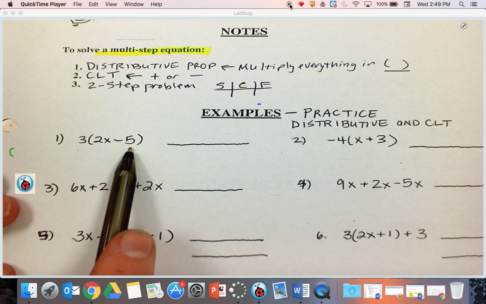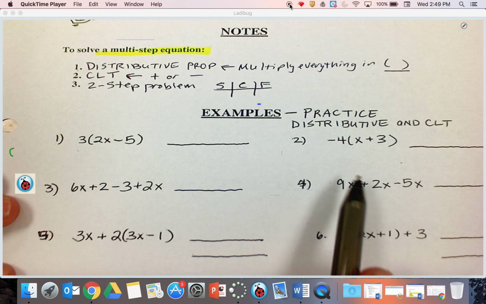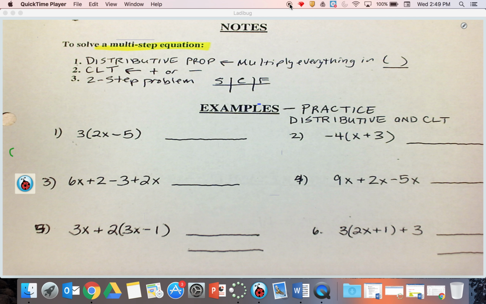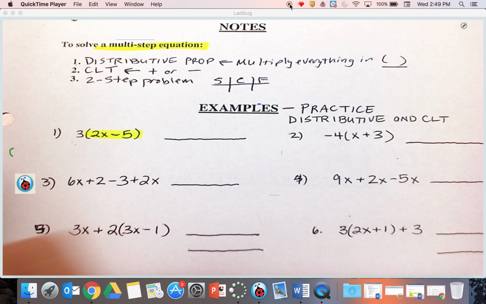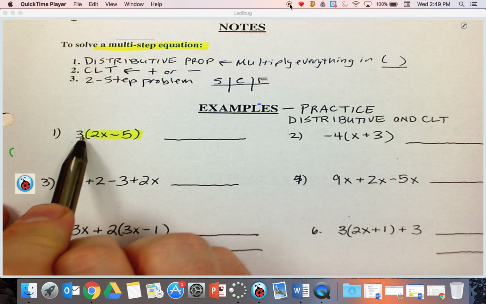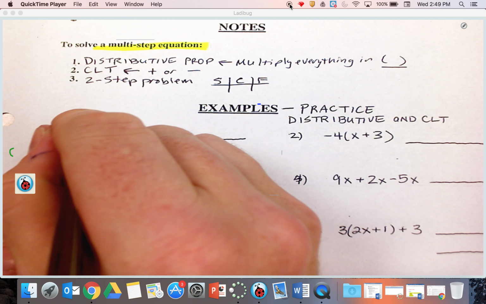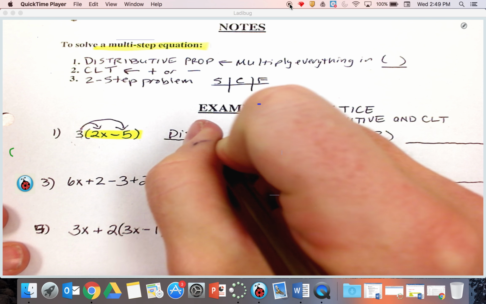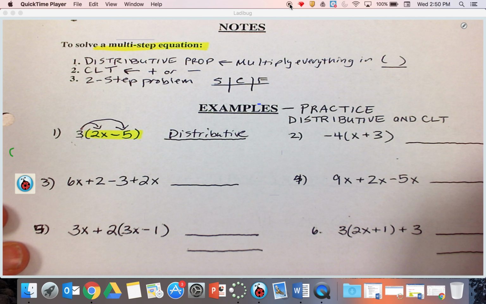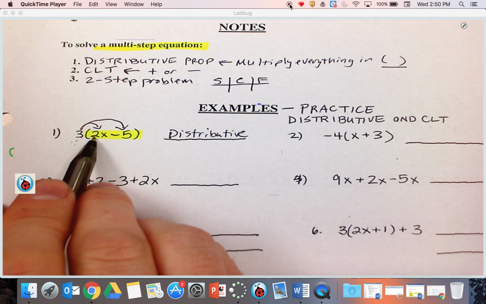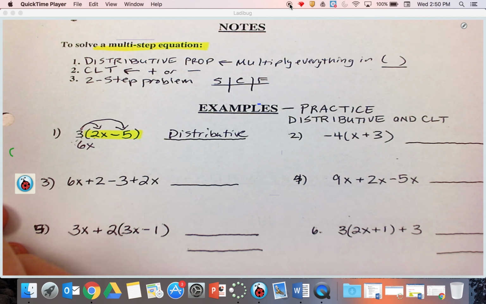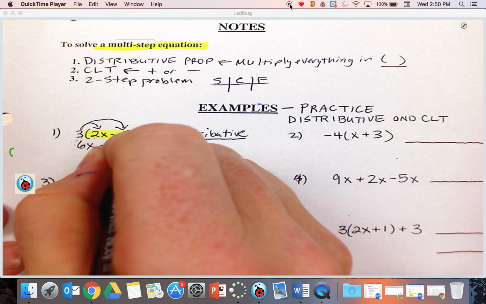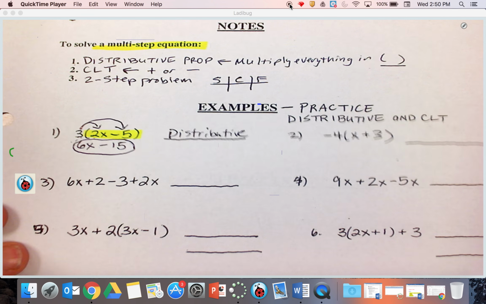If you look at the first ones, I'm going to do 1, 3, and 5. I'm going to allow you to do 2, 4, and 6. So if you do number 1, you can see here that we have parentheses. That tells me right there that this 3 outside is multiplying everything on the inside, and that is distributive property. So distribute: I'm going to do 3 times 2x, which is 6x, and then 3 times a negative 5, which gives me negative 15. And there's my solution. It's been simplified.